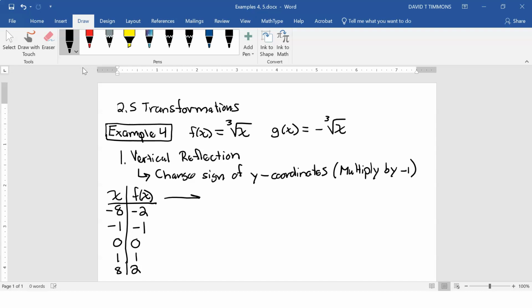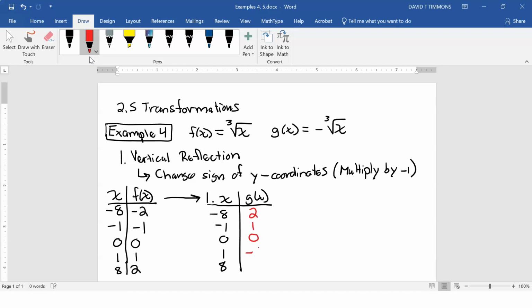So let's apply our transformation. Now, we're only changing the sign of the y coordinates. So the x values we can just copy. But the y values here, now I'm basically going to change the sign or multiply by minus 1. So this will become positive 2, positive 1. That'll stay 0. And this becomes minus 1 and minus 2.